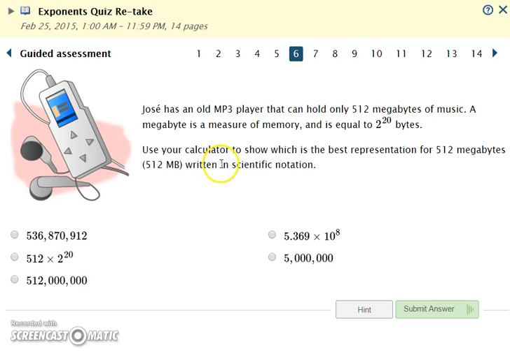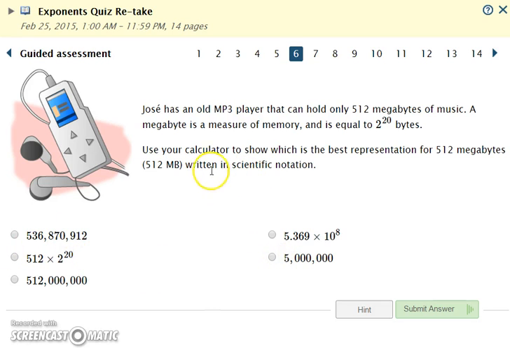Before I started this one, I had to think about it for a while because it seems like there's an awful lot of information in this question. But then I'm going to look at the answer options, and it just says write in scientific notation. So these are actually all equivalent answers. This one and this one are a little bit different, but they're basically all the same.